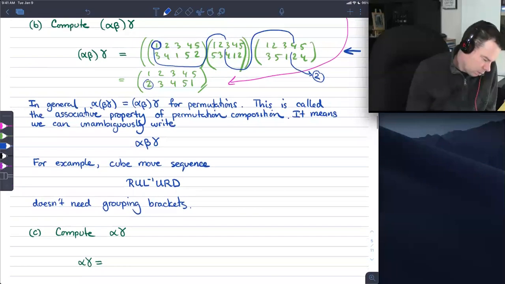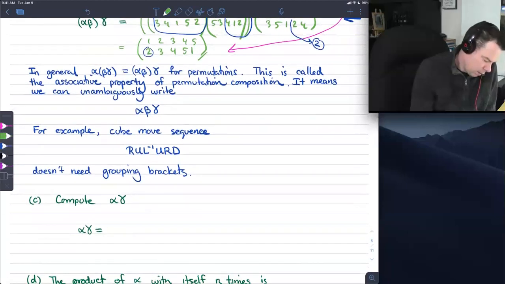So let's look at another example, alpha, gamma. So here, 1, 2, 3, 4, 5. 1, 2, 3, 4, 5.